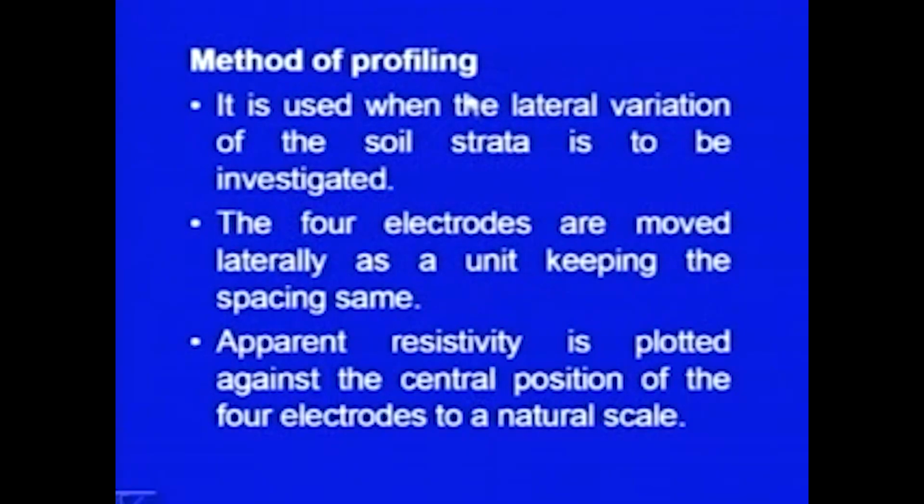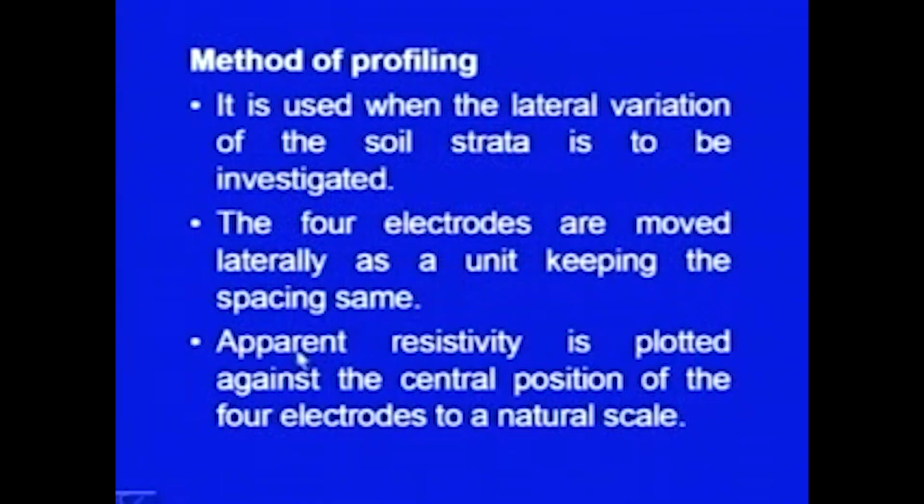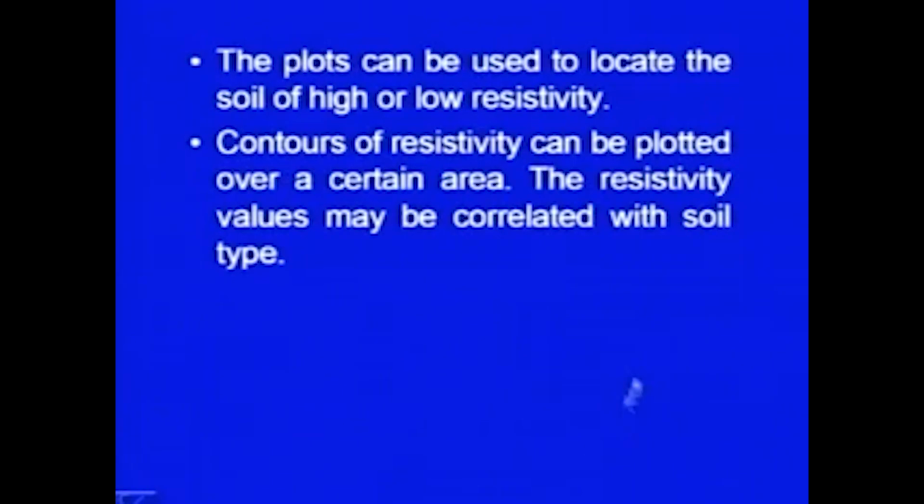In the case of the method of profiling, the method is used when the lateral variation of the soil strata is to be investigated. So, here what we do is the 4 electrodes are moved laterally as a unit, keeping the spacing the same. At this time we keep the spacing the same and we move all 4 electrodes laterally, and apparent resistivity values are recorded. Then those apparent resistivity values are plotted against the central position of the 4 electrodes to a natural scale.